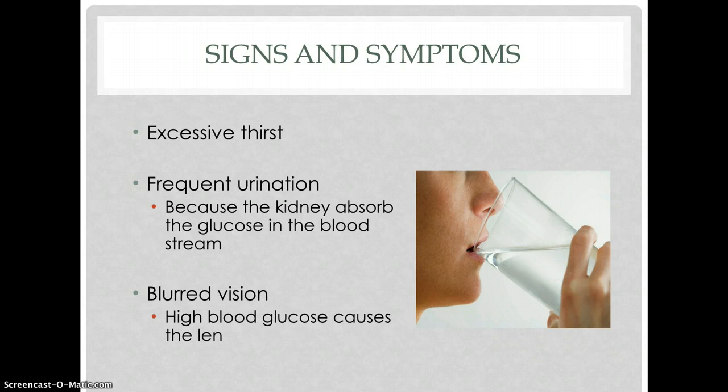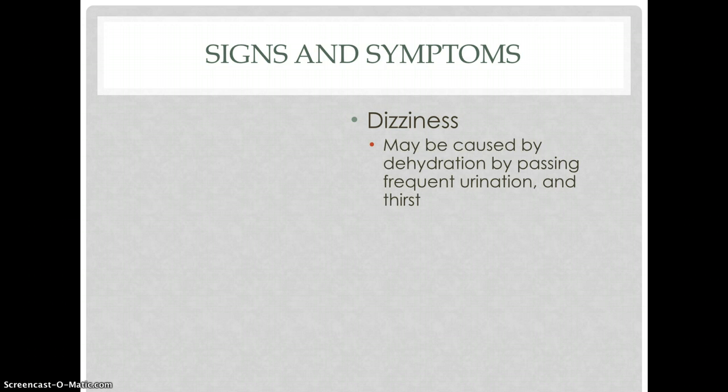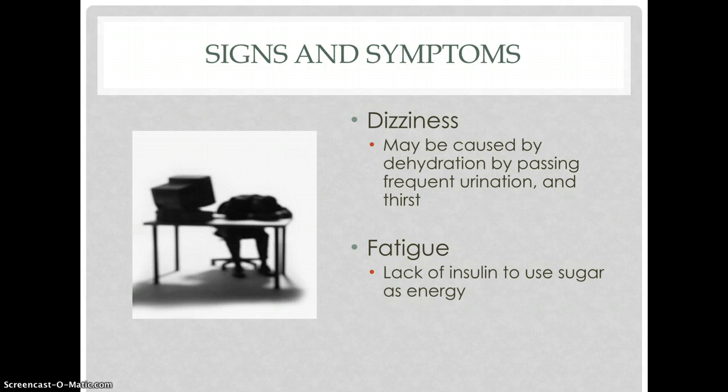Blurred vision. High blood glucose causes the lens in the eyes to swell. The person may experience dizziness, which may be caused by dehydration, by passing frequent urination and excessive thirst. The person may be fatigued; the lack of insulin to use sugar as energy causes the person to be extremely tired.